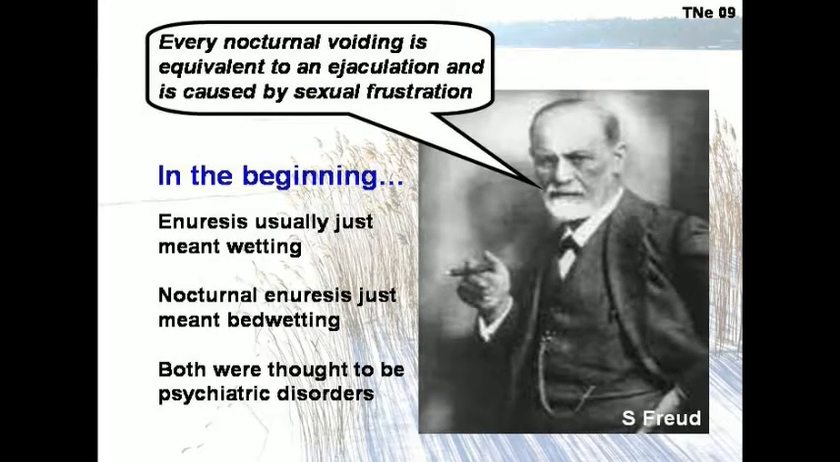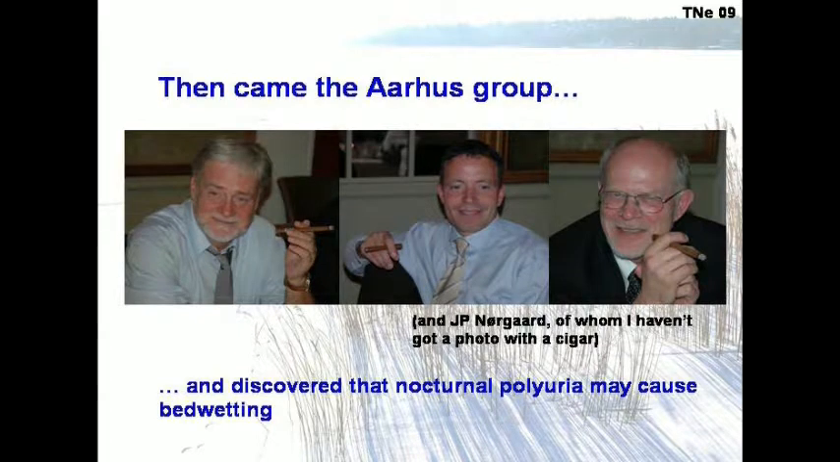So in the beginning, enuresis was a word for bedwetting, or just wetting. It could be diurnal or nocturnal. And nocturnal enuresis meant bedwetting, and both were thought to be psychiatric disorders, as you can see illustrated by this quotation from Sigmund Freud. He was wrong in this case. Then came the Great Danes, and they discovered that nocturnal polyuria may be causative around bedwetting.